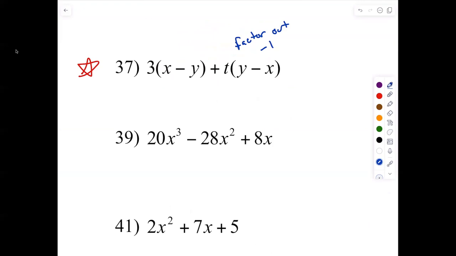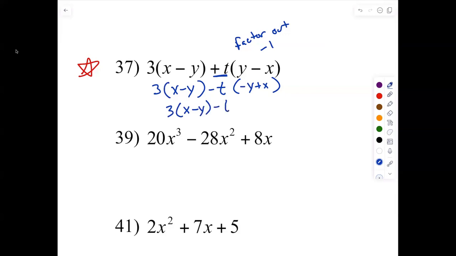All right, so if I factor out a -1, watch, 3 parentheses x minus y, I factor it out, so that becomes a minus t. This becomes a -y plus x. Now, in the future, when you factor out a negative, we're not going to write the -y plus x. We're just going to change it. But right now, we're going to write 3 parentheses x minus y minus t parentheses x minus y.